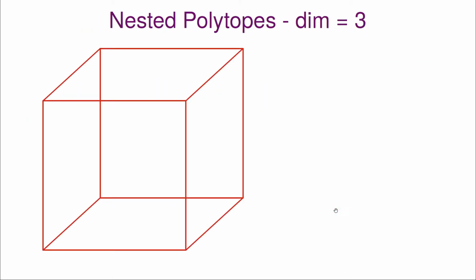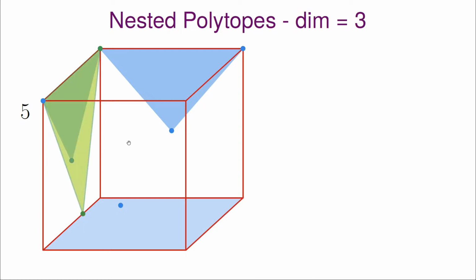Okay, let's look at an example of the nested polytope problem in 3 dimensions. Here the outer polytope is a cube. The inner polytope consists of 1, 2, 3, 4, 5, 6 points, and we've been given the number 5, so we want to find the intermediate polytope with 5 vertices.